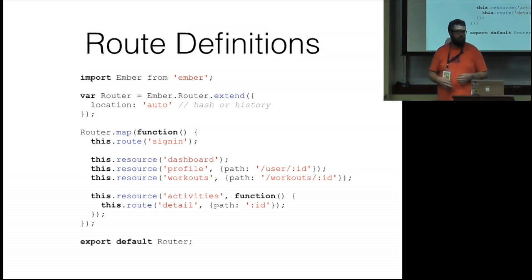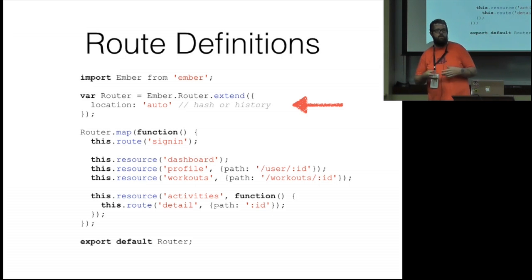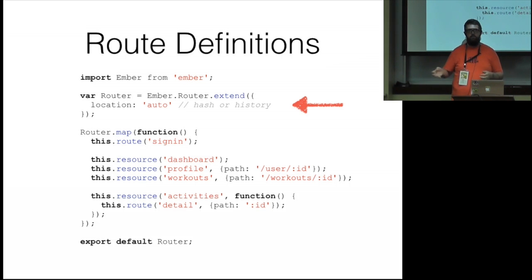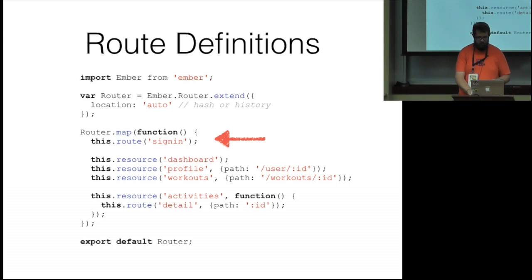So this is what a router definition might look like. You can see that we create our router and set the location. Auto means it's going to work with either history or hash, depending on the browser support. Your server does have to support this. It has to know if I go to /workouts that I should still serve up the index.html and index.js. If you only want to support hash URLs, you can change this, but auto is usually pretty good.